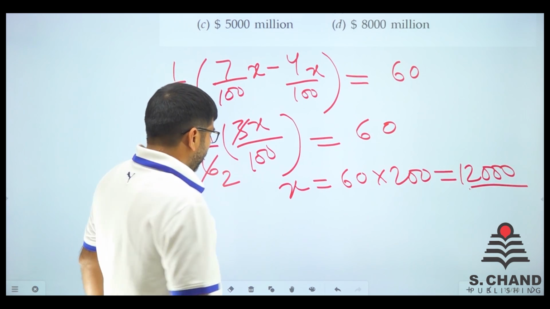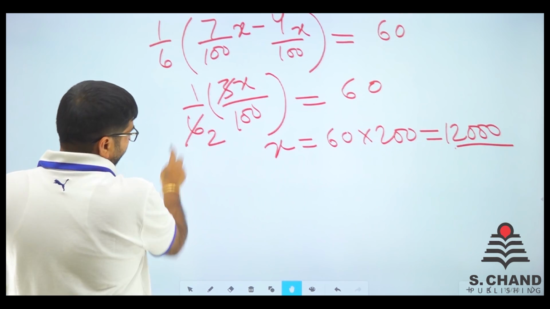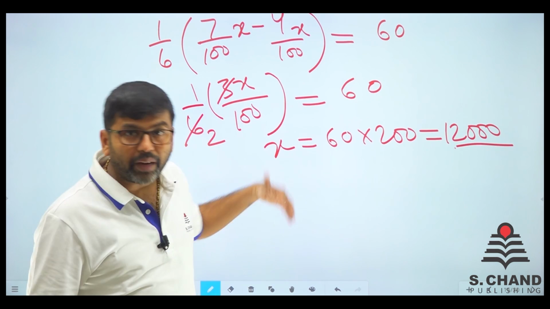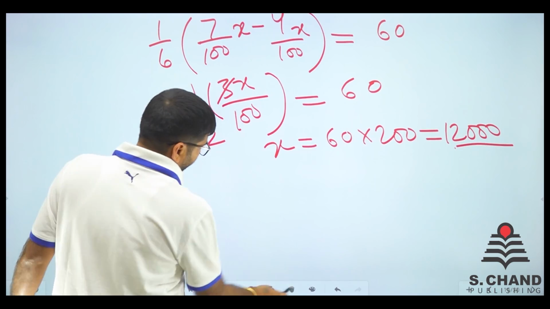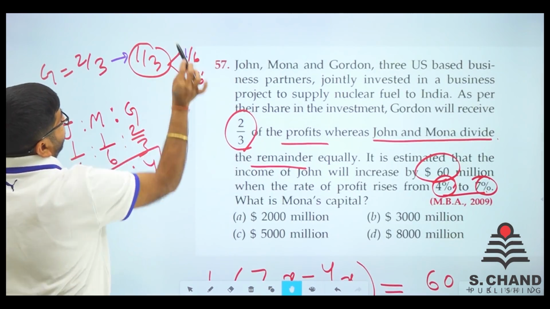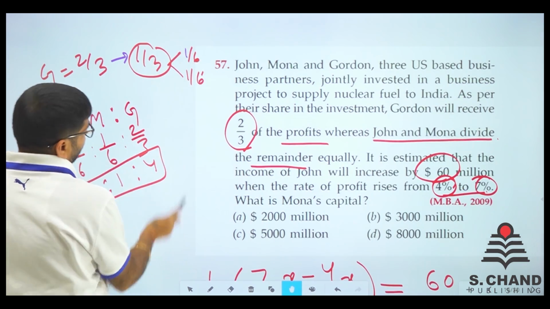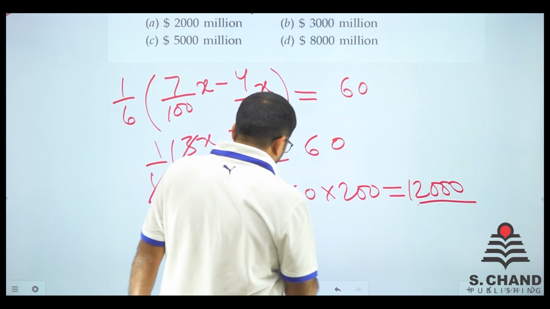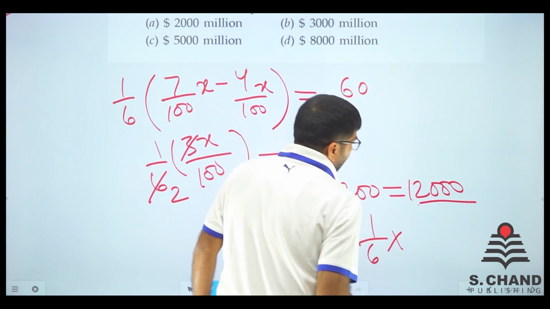Now, what is asked? The thing asked is, what is Mona's capital? So, Mona's capital will be 12,000 divided by something. What exactly it is? Out of everything, what is Mona's share here? Mona is 1 by 6, John is 1 by 6 and Gordon is 2 by 3. So, Mona is 1 by 6 of 12,000. So, when you want Mona's capital, just multiply 1 by 6 into 12,000.